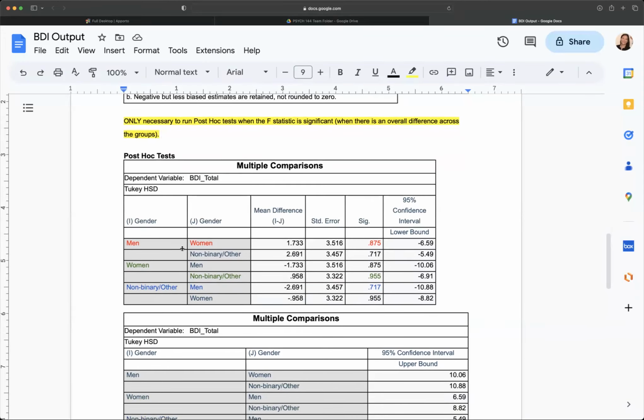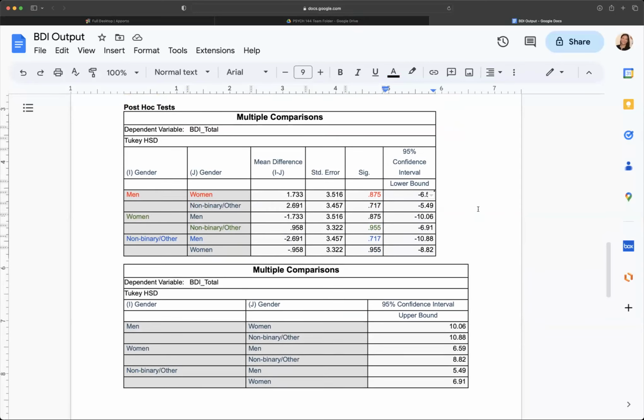Here, I do want to point out that this pair, men and non-binary, is the same as this one right here, because this is non-binary and men. So you just need to find one pair for each. This is looking at men, and you can see it's against women and non-binary. And both of these rows are looking at women compared to men and non-binary. And then these rows are again non-binary or other compared with men and women. So you just need to pick one of them. You don't need to duplicate the information. So that's how that works.